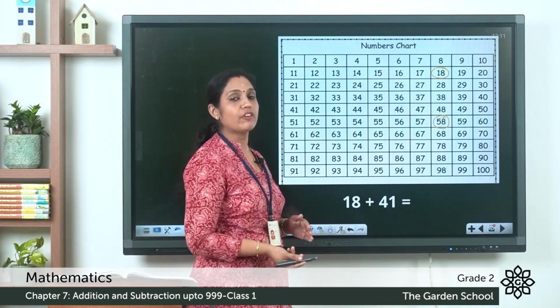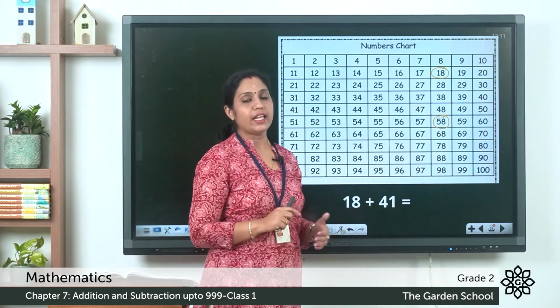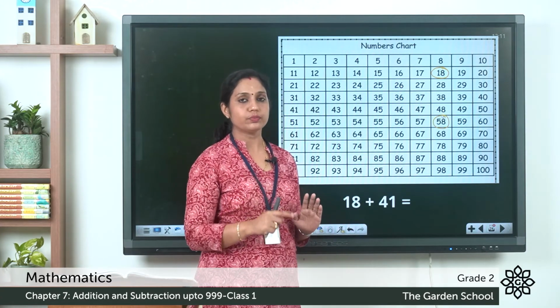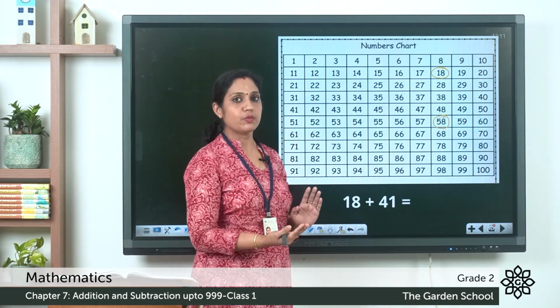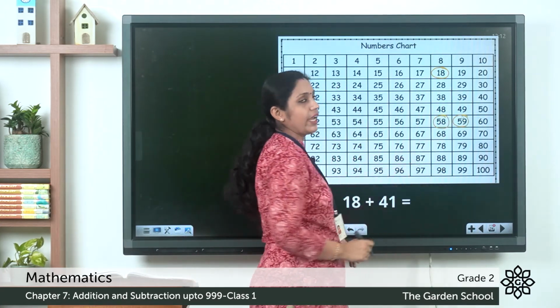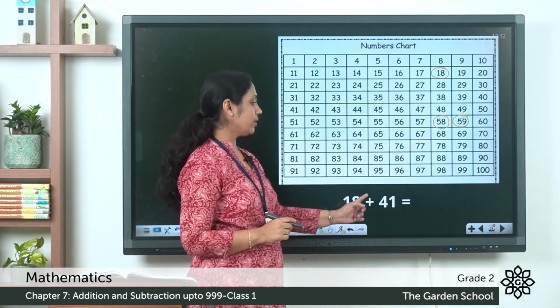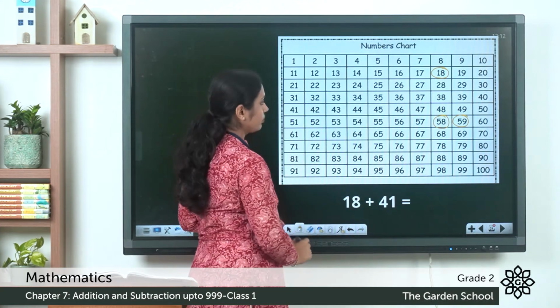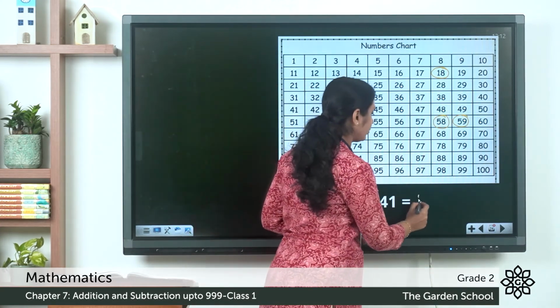And then next we have to take the ones place. In the ones place we have 1. So how many steps do we have to move right? 1 step, and we reach the number 59. So what is the answer? 18 plus 41, it is 59.